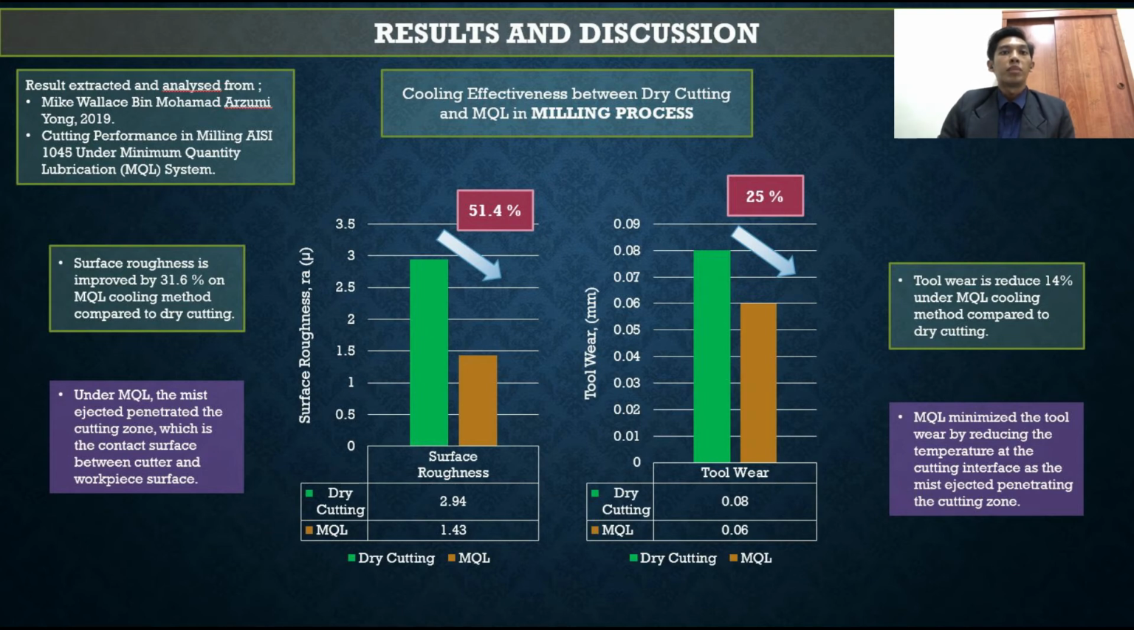So we move to the tool wear graph in milling process. From the past experiment, the value of tool wear is 0.08 mm under dry cutting, while 0.06 mm under MQL cooling method.